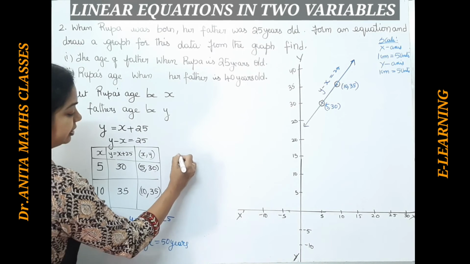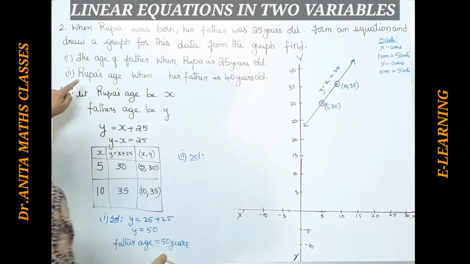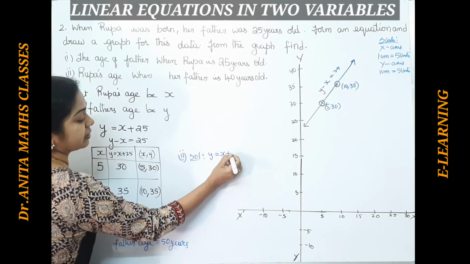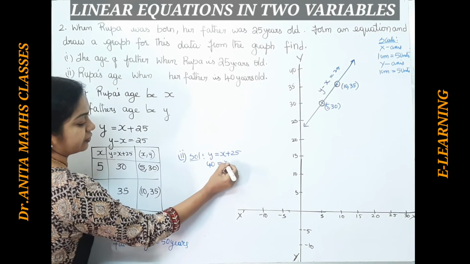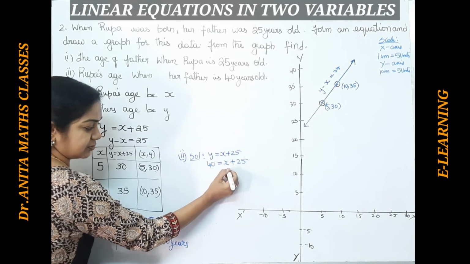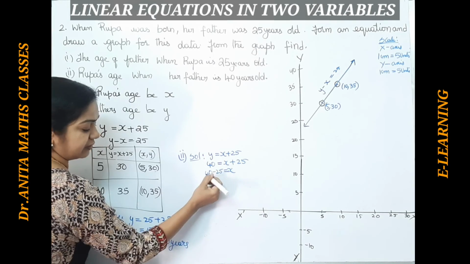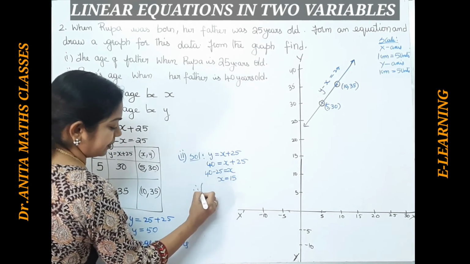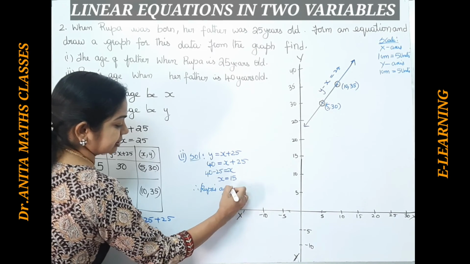Similarly, we will find the second solution also here. Now Rupa's age when her father is 40 years, means y is 40, so y equals x plus 25. When her father's age was 40, we have to find Rupa's age, that is x. So x is equal to 40 minus 25. We bring 25 to this side as minus, so this becomes 15. Therefore Rupa's age is 15 years.